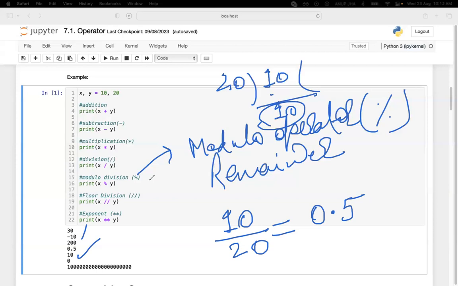No, true division is this. Here I am getting 0.5, this is the true division. Then I am doing the floor division. The symbol for the floor division is this, double front slash. So when I am doing this floor division, I am getting 0 here.